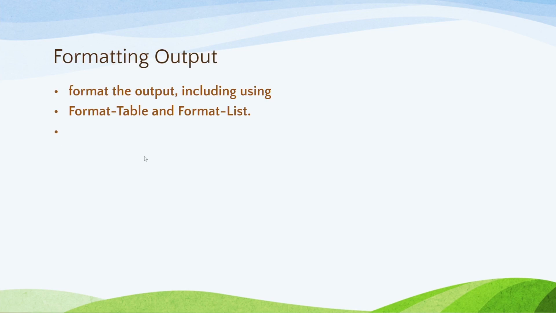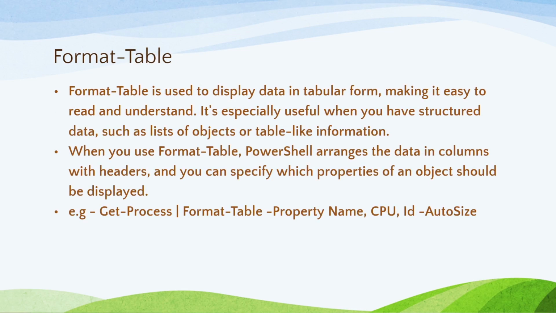Now formatting output, including Format-Table and Format-List. What do I mean by that? Let's take Format-Table. Format-Table is used to display data in a tabular form, making it easy to read and understand. It is especially useful when you have structured data such as a list of objects or table-like information. When you use Format-Table, PowerShell arranges the data in columns with headers, and you can specify which property of an object should be displayed.